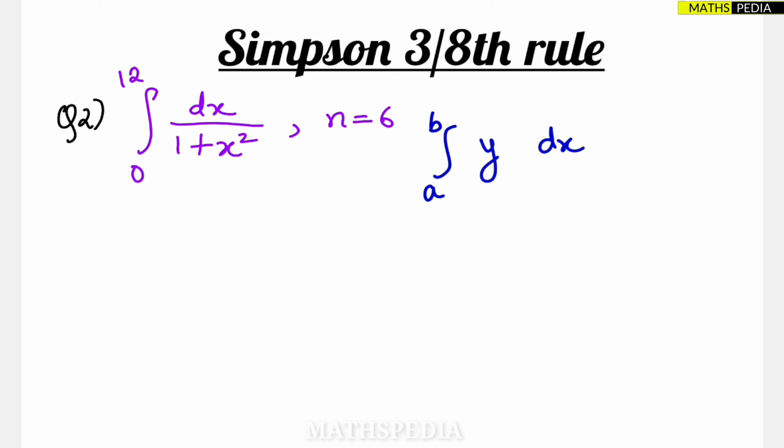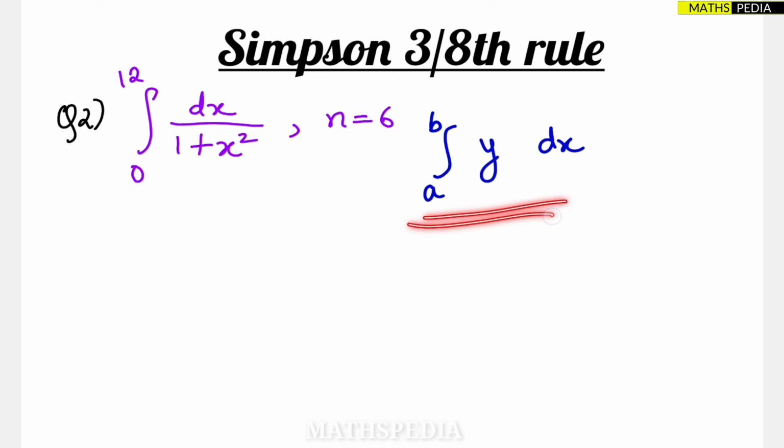So n is equal to 6, already given in the question. If it is not mentioned in the question, you can take it as 3, 6, 9, anything, but it is desirable to take 3 or 6. 6 will be the most accurate, that's why they have given it in the question also. In most questions, it will be n is equal to 6 for the 3 by 8 rule.